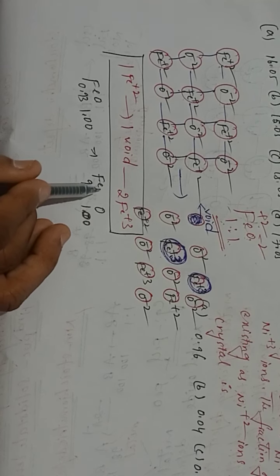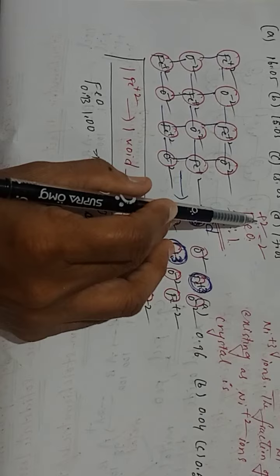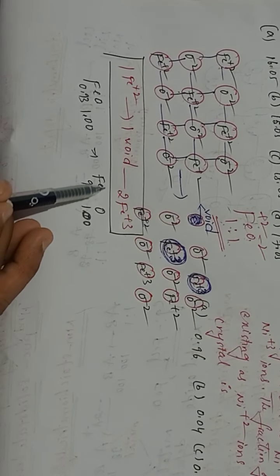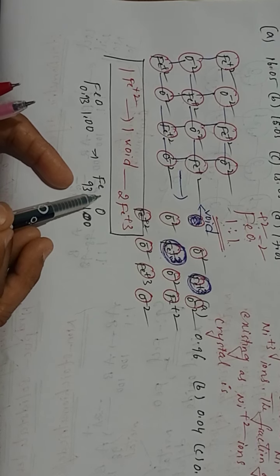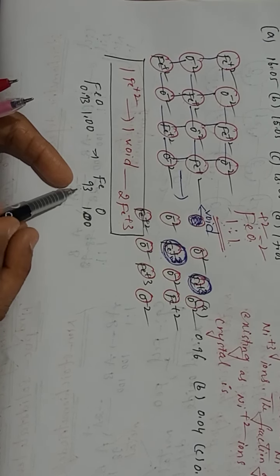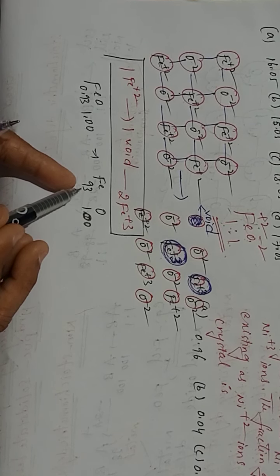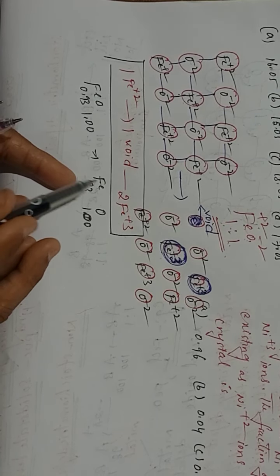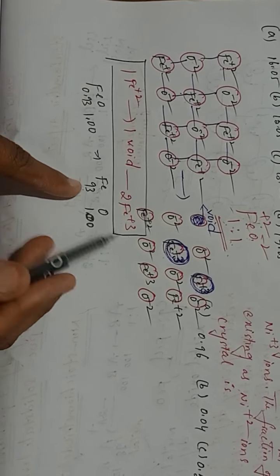Okay, now how many iron plus 2 are lost? Generally iron has the plus 2 oxidation state, correct? That means here, how many Fe plus 2 ions are removed from this one? 7, correct. Here 93 is given, so 7 Fe plus 2 ions are lost. Correct or not? So 7 are lost.